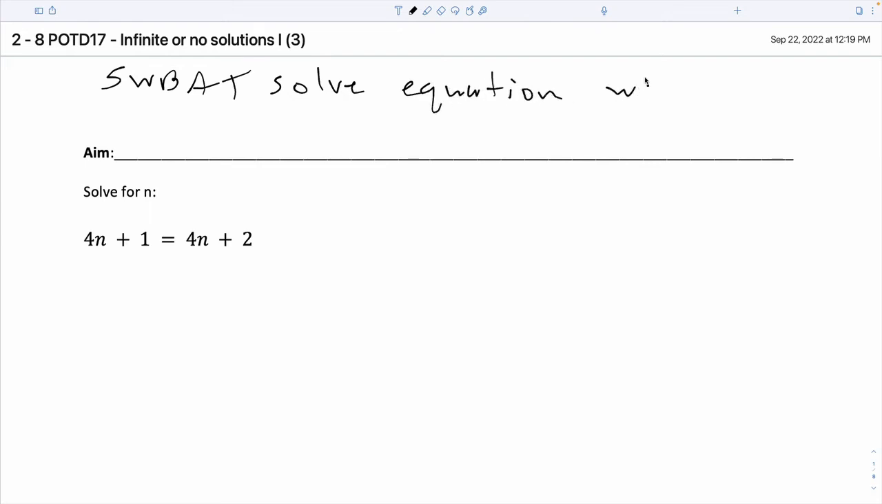with infinite or no solutions. Solve the first example for n. Go.